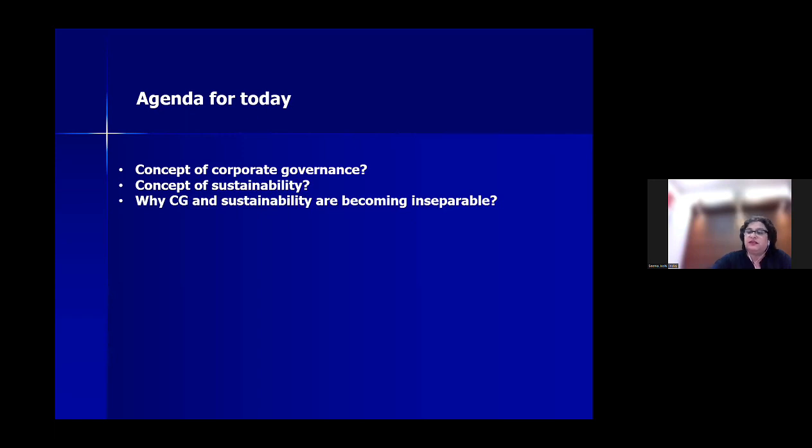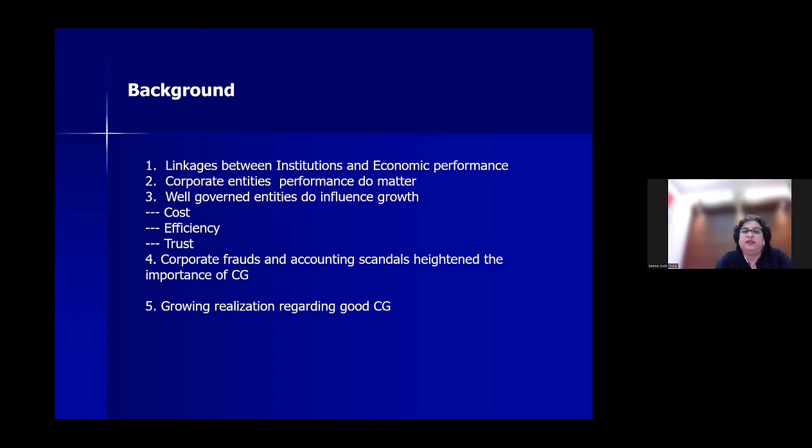And corporate governance definitely matters. It matters because corporate entities or firms are one of the entities, after consumers, households and government, which are responsible for production and consumption in an economy. Now, if these corporate entities are well governed, they have all the potential to influence overall growth in the country, because corporate governance influences economic growth through several channels.